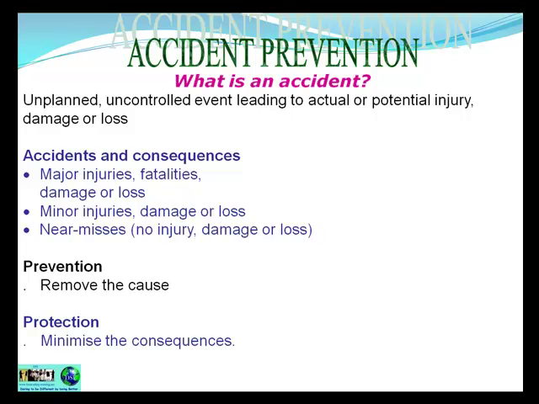Accidents and consequences. Fatalities, major injuries, damage or loss. Minor injuries, damage or loss. Near misses, where there's no injury, damage or loss. Now, all near misses must be reported in the accident book. Or some companies do have their own near miss documents, where you actually put the near misses in those. But don't forget, a near miss is something where you almost have an accident but just managed to avoid it, so you need to put that in the near miss book, as I say, or in the accident book, because you might be lucky in missing that accident, but the person behind you, perhaps a work colleague, might not be so lucky.